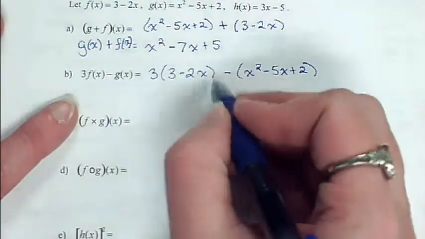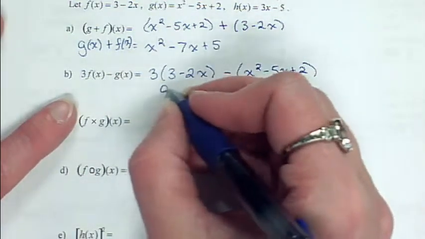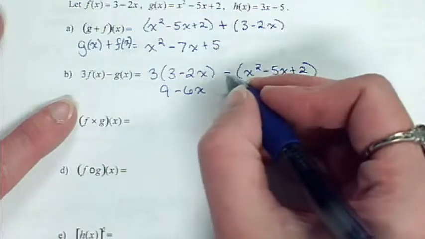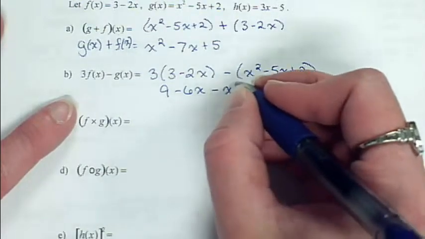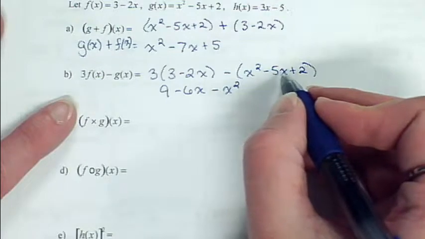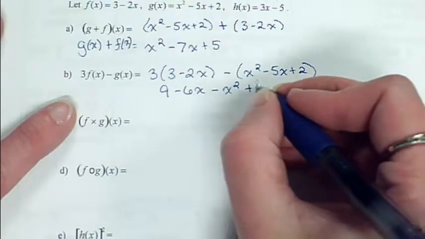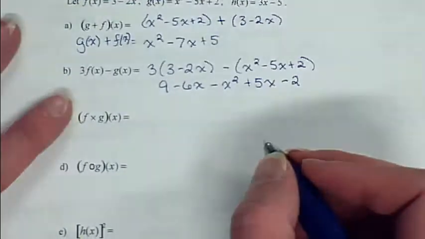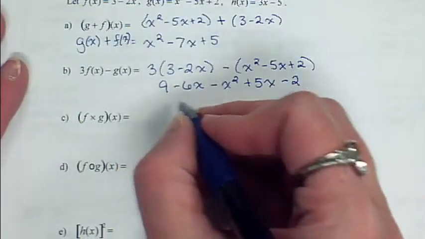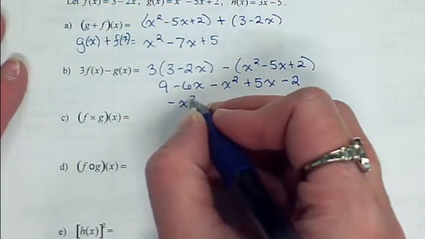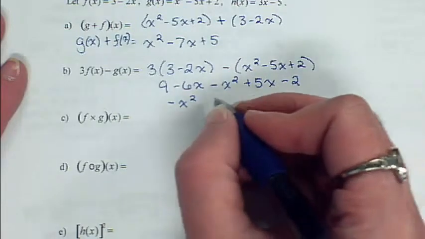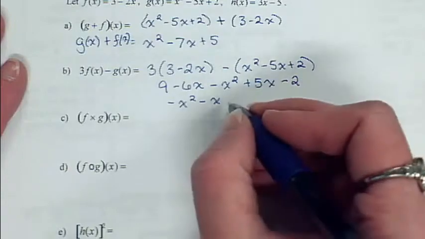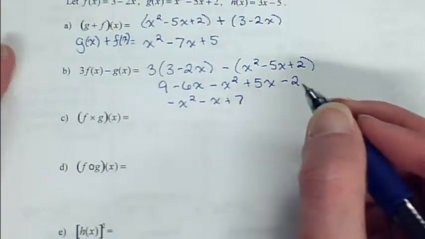All right, 3 times 3 minus 2x would give me 9 minus 6x. And if I'm subtracting all of this, that means I'm subtracting the x squared. I'm subtracting a negative 5x, which would give me plus 5x. And then I'm subtracting the 2. Combine your like terms. We have negative x squared. Negative 6x plus 5x is going to give me a negative x. And then 9 and a negative 2 would give me a 7.